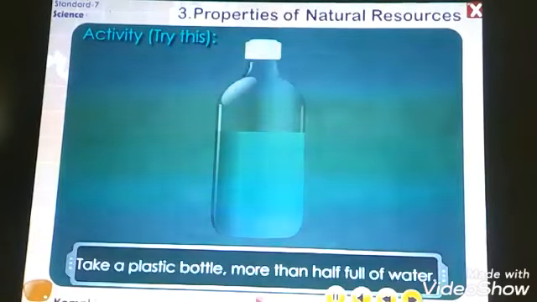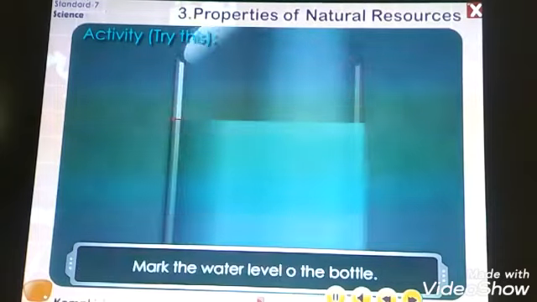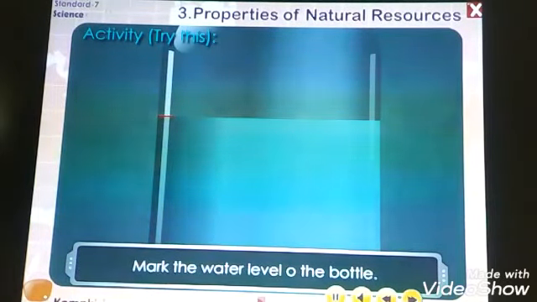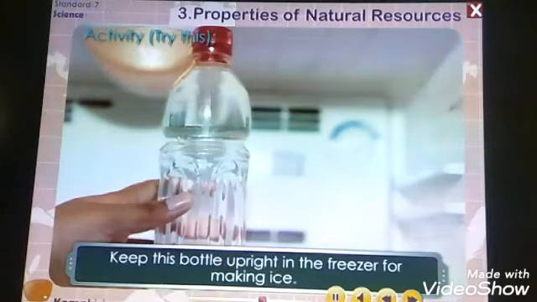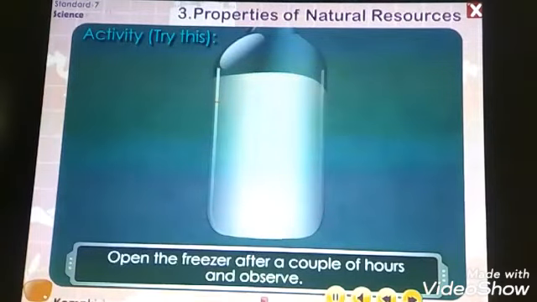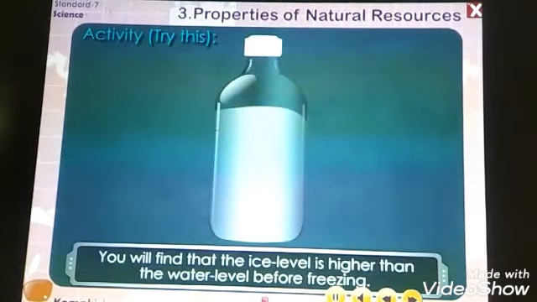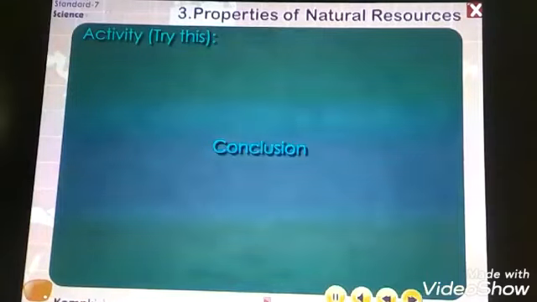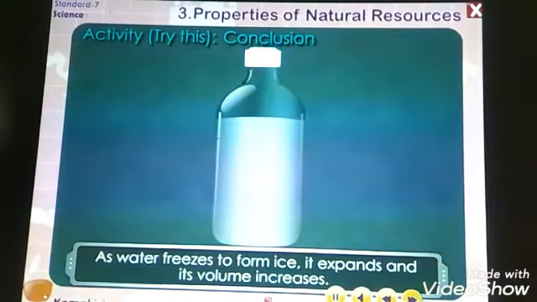Activity. Take a plastic bottle more than half full of water. Mark the water level on the bottle. Keep this bottle upright in the freezer for making ice. Open the freezer after a couple of hours and observe. You will find that the ice level is higher than the water level before freezing. Conclusion. As water freezes to form ice, it expands and its volume increases.